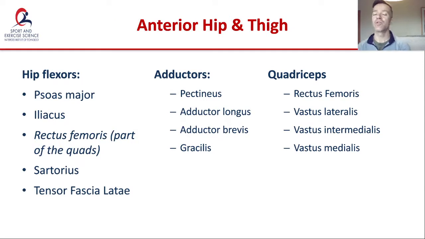Okay, moving on to some new content for today. We said we are going to look at the hip flexors, the adductors and the quadriceps. So each of those 3 are muscle groups. Within the hip flexors, we've got a number of individual muscles. Within the adductors, a number of individual muscles. And within the quadriceps, we've got a number of individual muscles.